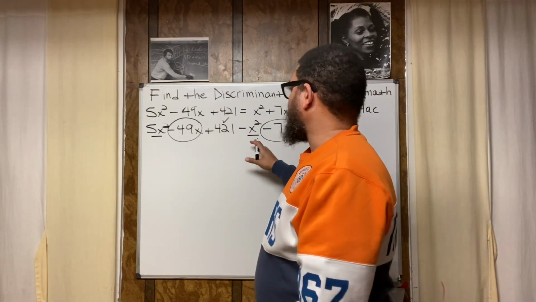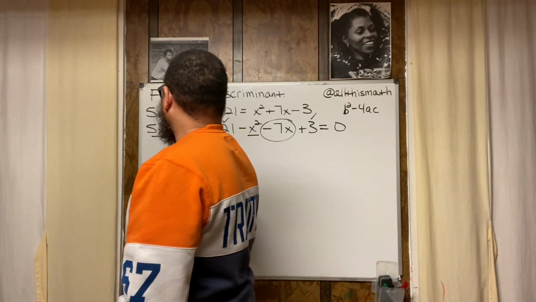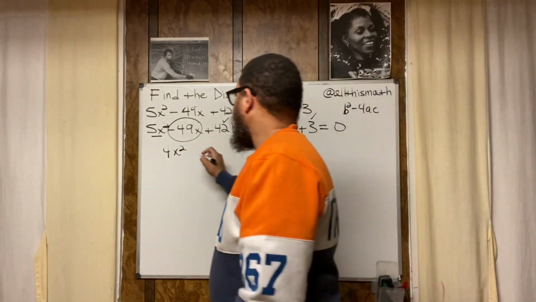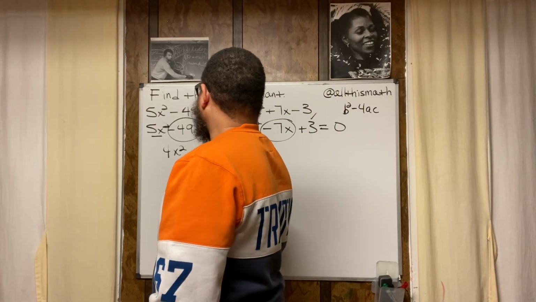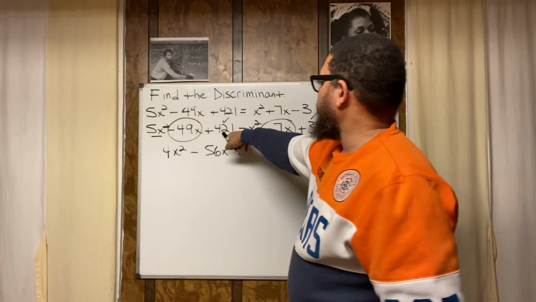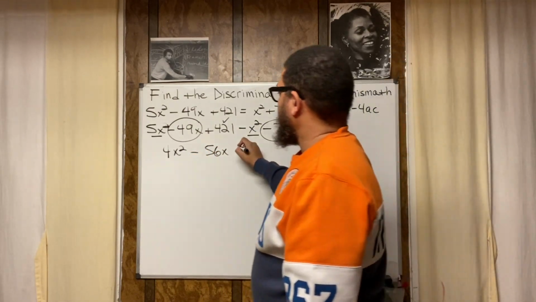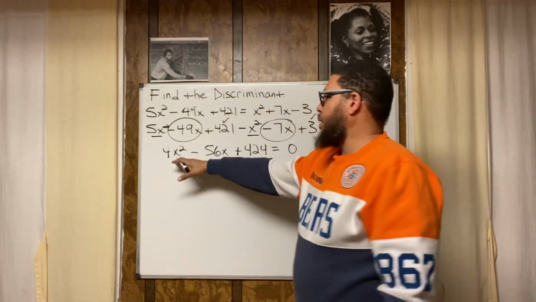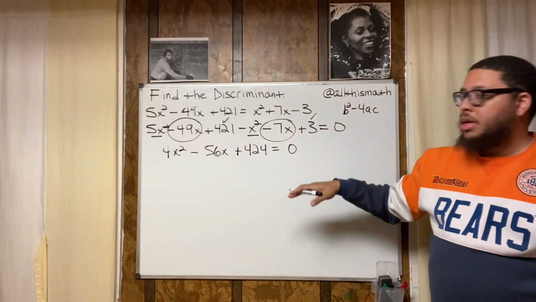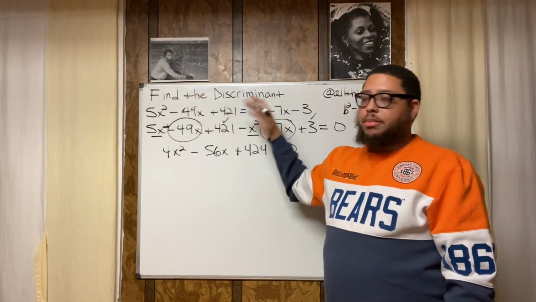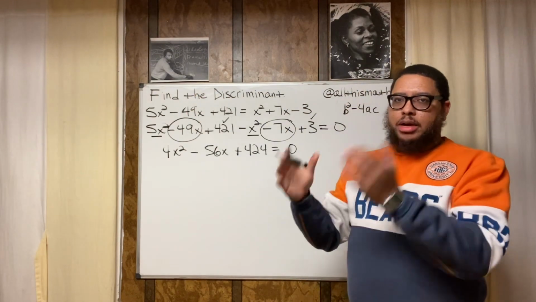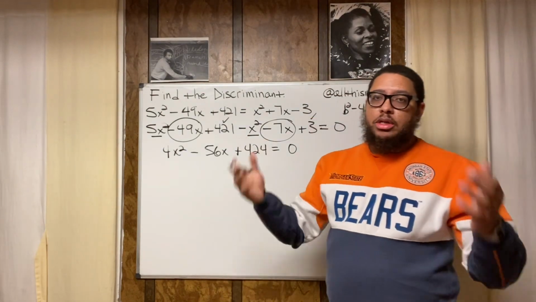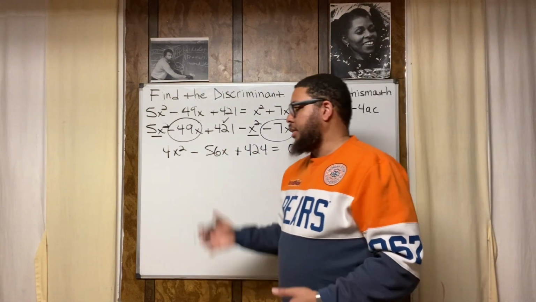5x squared minus x squared is 4x squared. Negative 49x and negative 7x is negative 56x. 421 plus 3 is 424. So that's my equation in standard form. Now again, we're only finding the discriminant. We're not solving this. We're not about to break out the whole quadratic formula and solve for x. That's not what we're doing. We only want to know what the discriminant of this equation is.